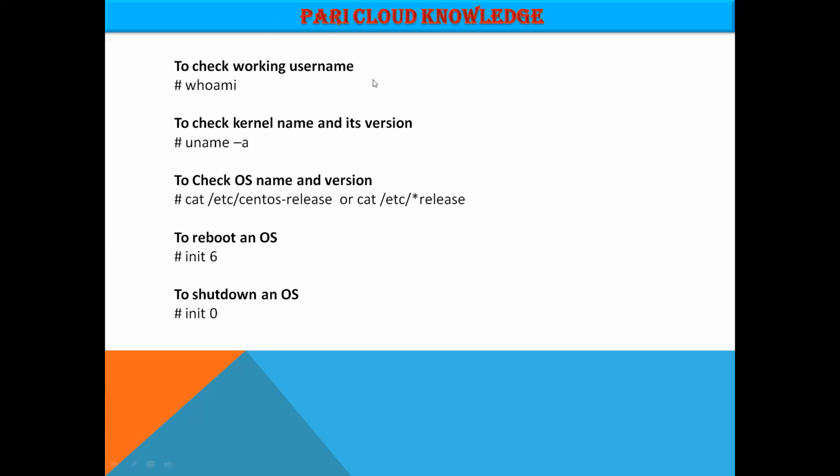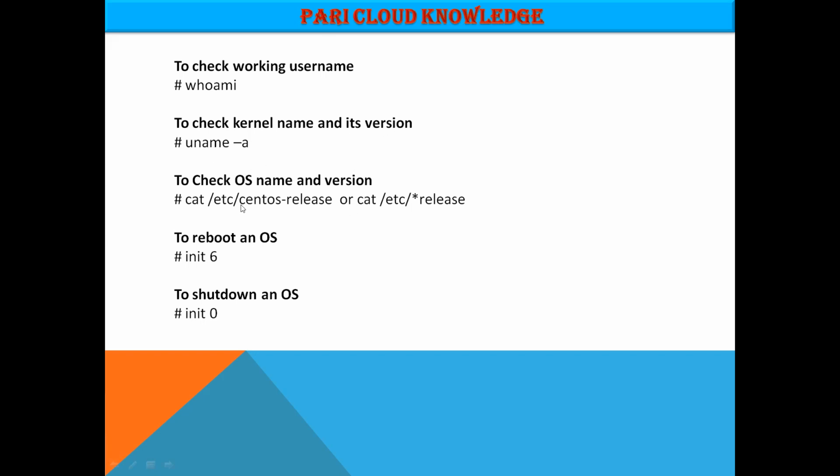To check the working username, if you want to check who you are working as, you just have to type whoami. Then it will show the username of who is working, like if you are working as root, it will show user root. And to check the kernel name and its version, just type uname hyphen a.